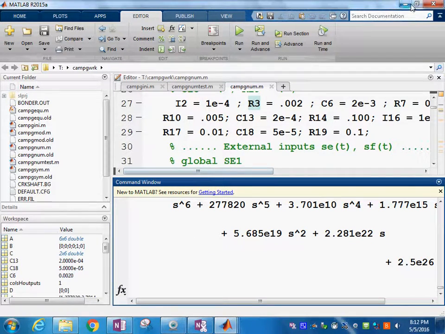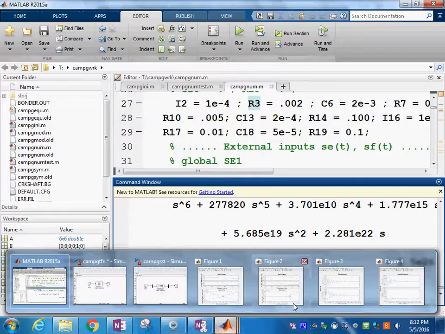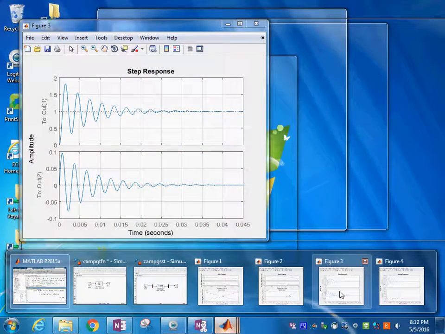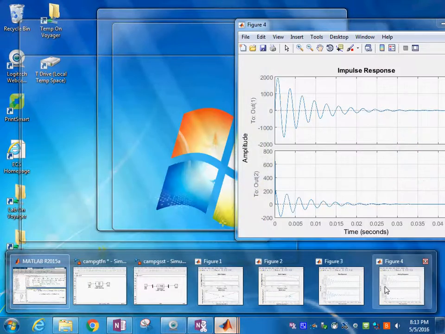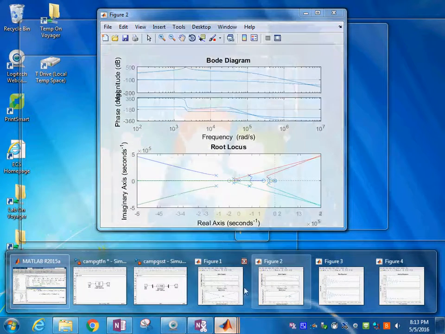So in that regard, you will see when you run that file, the step response, you run the impulse response, but also you have the root locus and Bode plots for both of those transfer functions, giving you a lot of information about your system.